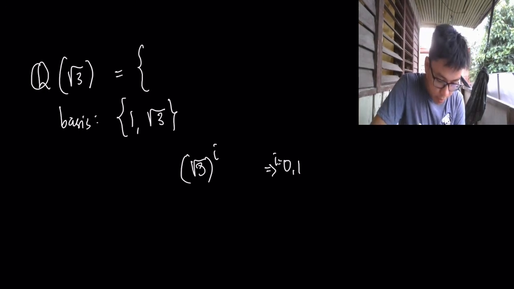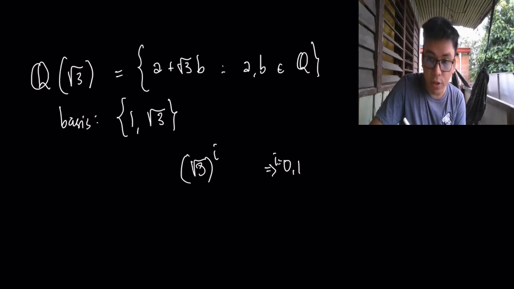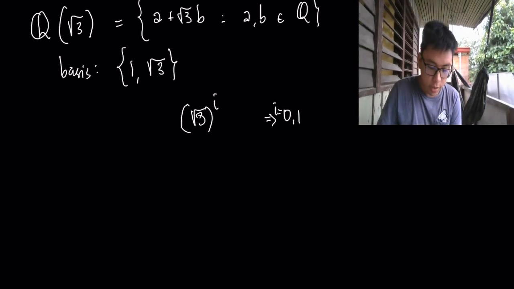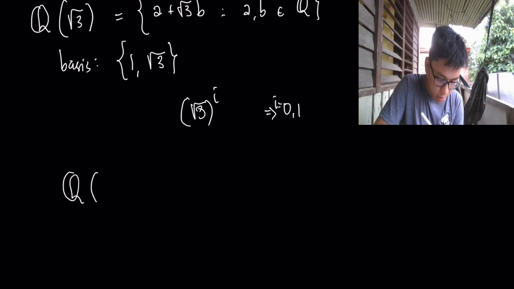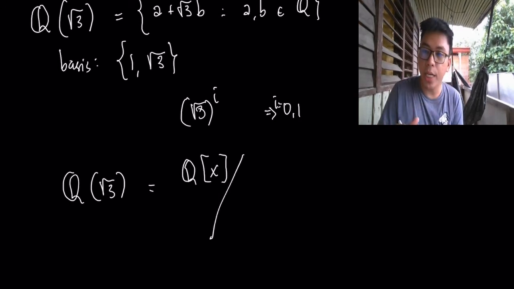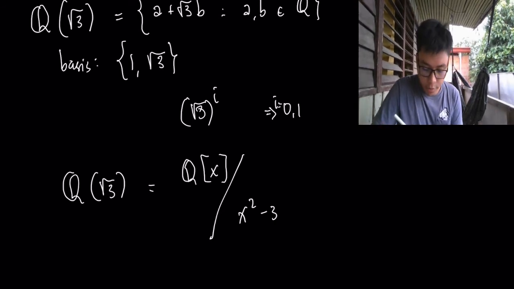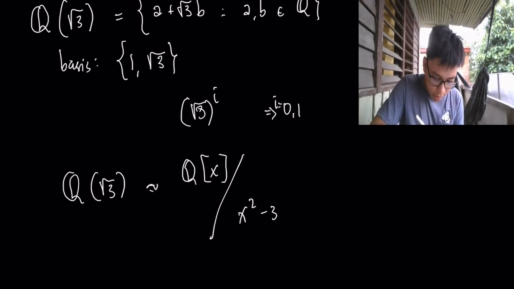So meaning to say that the elements of Q here are a plus square root of 3 b, where a and b are coming from the set of rational numbers. So this is quite isomorphic to Q[x] modulo a polynomial. So we need to find a polynomial at which square root of 3 is actually a root of that given polynomial. So this is pretty obvious. You can have x squared minus 3. Okay, so let's check. This is monic. This is an irreducible polynomial. So therefore, it satisfies. And so this is isomorphic to that.